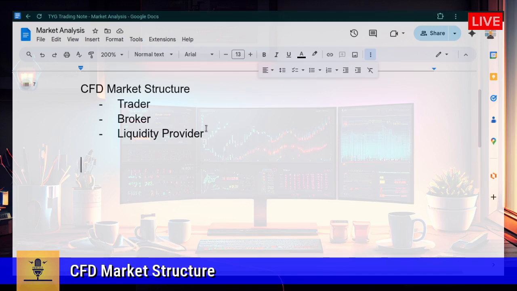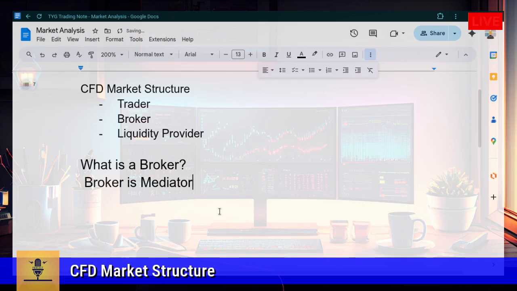Next is broker. Question is, what is broker? In short, broker is a mediator. Since we talk about CFD broker, the broker will be the mediator for us to enter the CFD market. That's all.